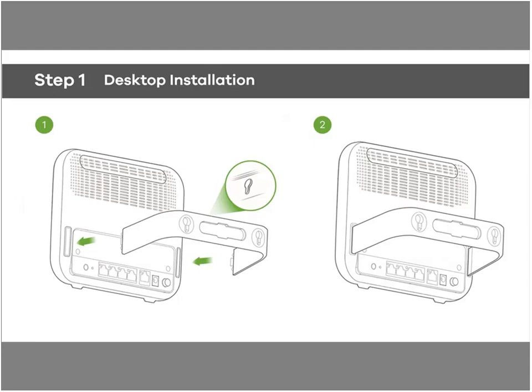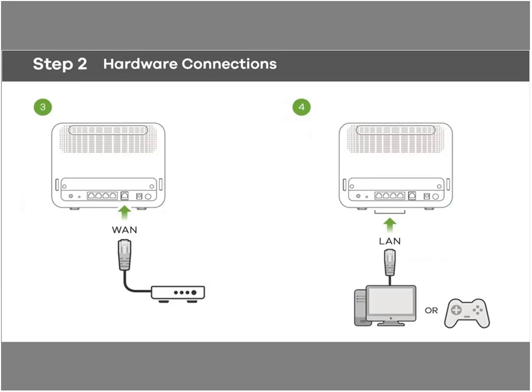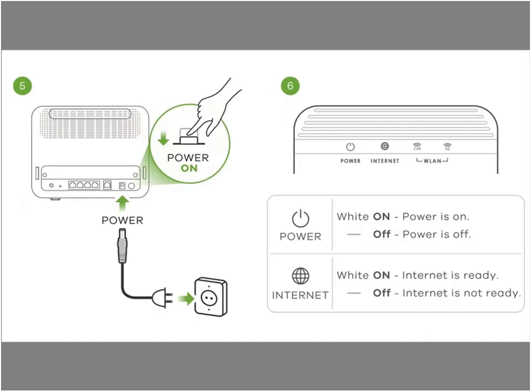So setup, pretty simple. You can just connect the stand to the back of the device, and this will sit up on the desk, or you can wall mount. You can see the options to put wall mounting. Then plug in your Ethernet cable to your internet connection, and then your devices with a hardwired connection. Turn the power on, you can see the power LED, and then you'll wait for the internet light to come on when it's ready.